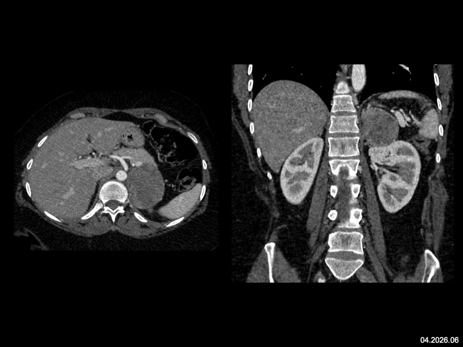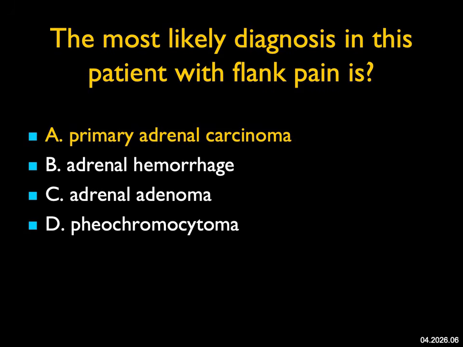Pheochromocytomas are usually vascular. When I see a mass like this, which is about 6 centimeters, I'm concerned that this is a primary adrenal cortical carcinoma. That's my favorite diagnosis. And this, in fact, was a primary adrenal cortical carcinoma.